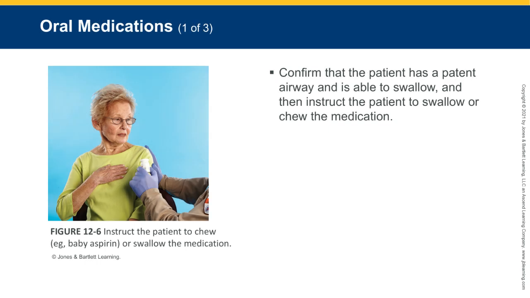When administering oral medications, the first step is ensuring the patient has a patent airway and is able to swallow. Never give oral medications to unconscious patients or those who cannot protect their airway. Instruct the patient to chew or swallow the medication, depending on its form. Oral medications are easy to administer, but take longer to take effect because they must be absorbed through the digestive system.